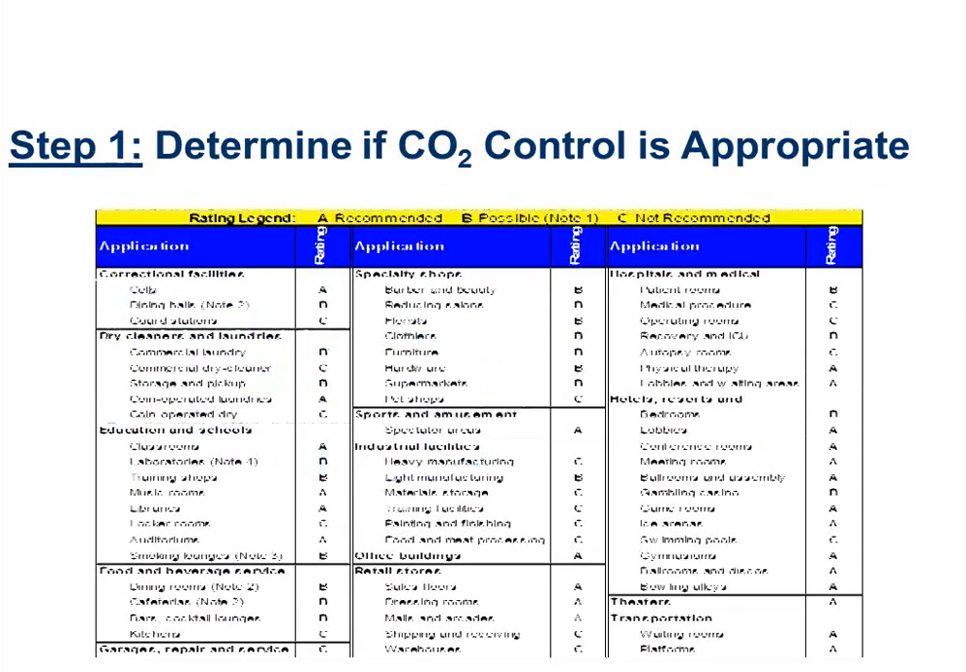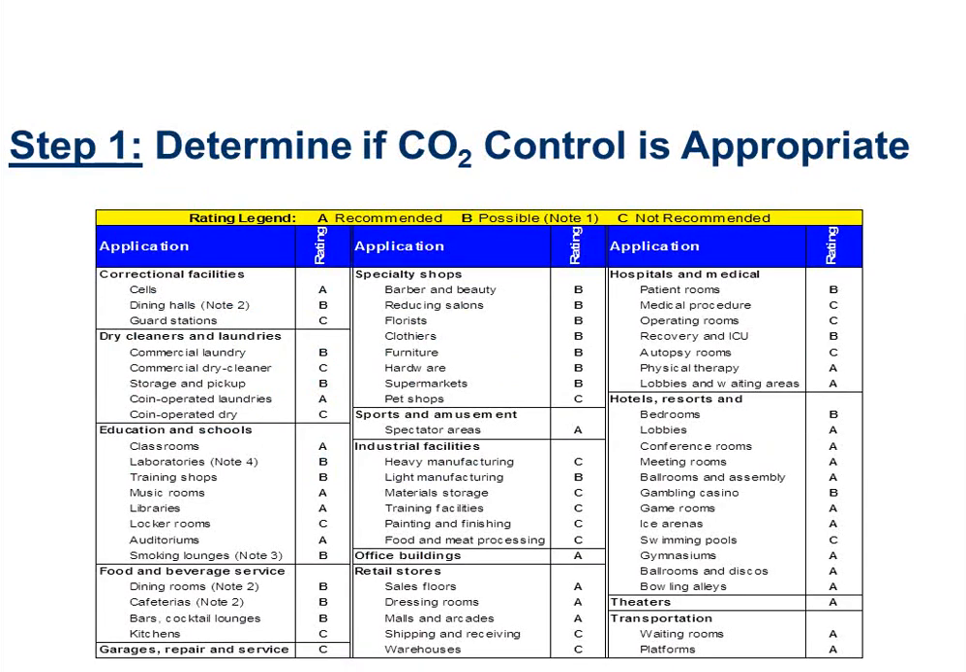So looking at this chart on the screen, this is a chart that one of the sensor manufacturers came up with about 10, 15 years ago, and it's still pretty applicable today. If it's on this chart and has an A, that means it's a good idea for CO2 sensors. C means it's a bad idea. B means we probably have to talk about it and see what you're really doing.